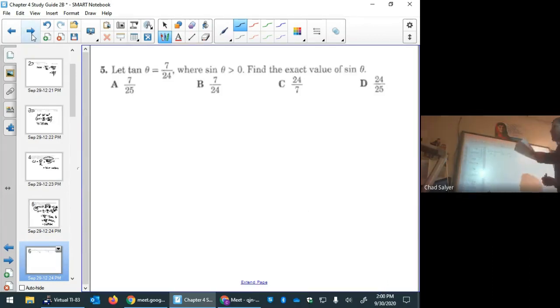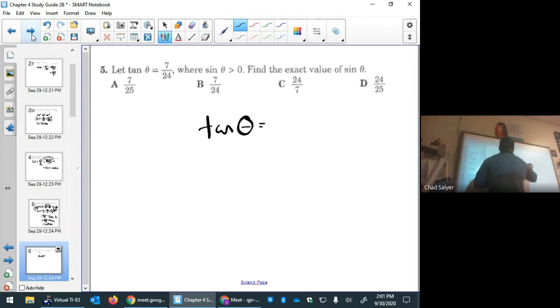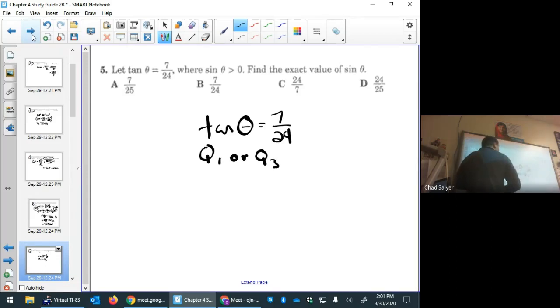So let tangent of theta equal 7 over 24. This is number 5 now. And we want to find where sine is positive, find the exact value of sine theta. Well, first of all, tangent theta equal to 7 over 24 is positive, so we're in either Q1 or Q3. The tangent is only positive in Q1 or Q3. And then we're also told that the sine is positive, so that means we're in Q1. So we know it's going to be a positive sign. We don't have to worry about that. We know that just from this.